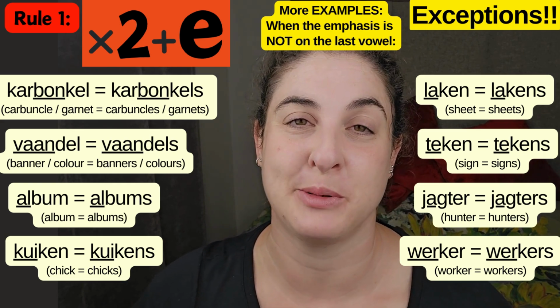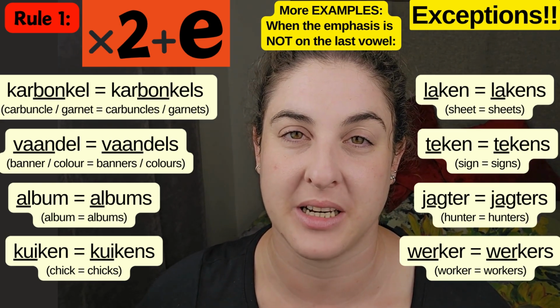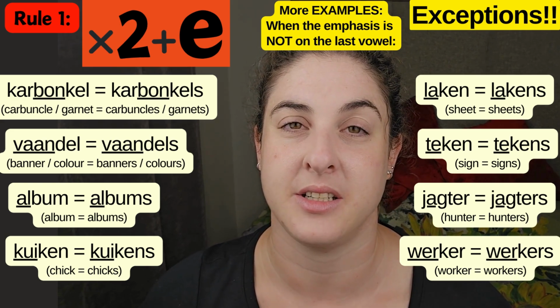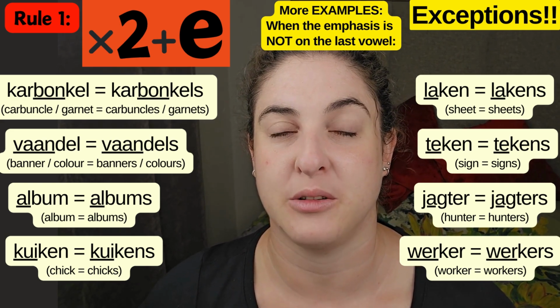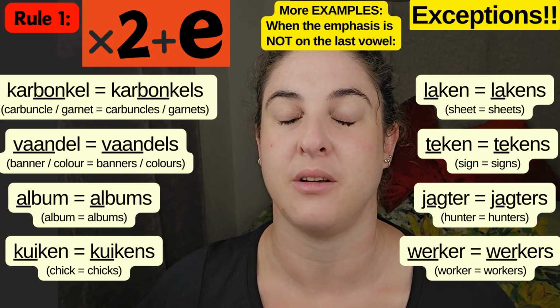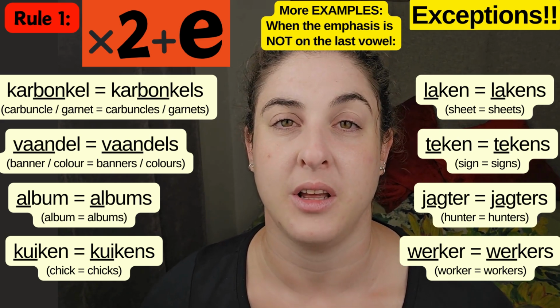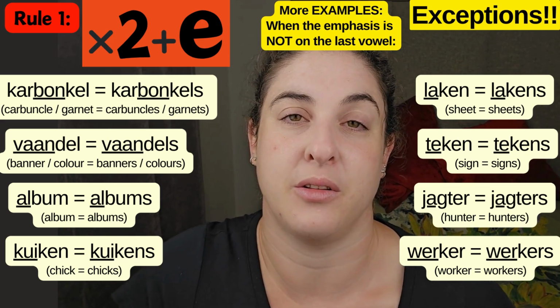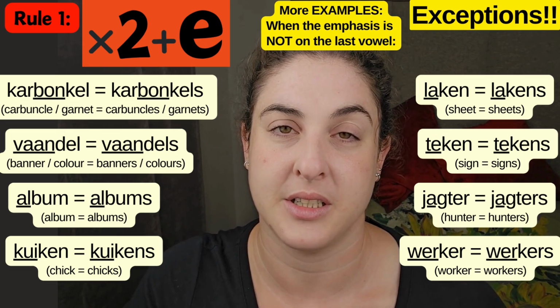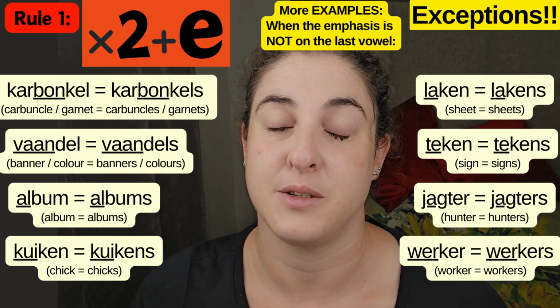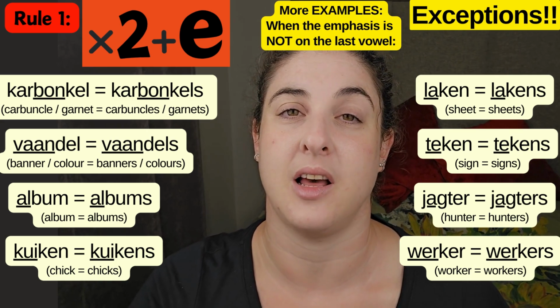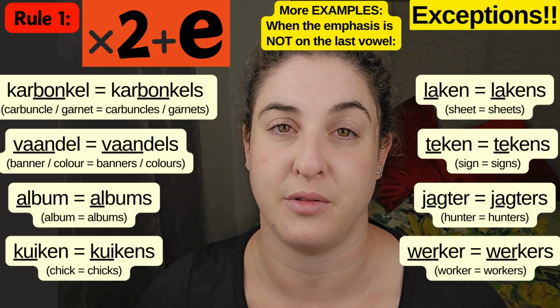Right, so just more examples of the rule I've just spoken about. When these words end in one vowel followed by one consonant, but the emphasis is not on the last syllable or the last vowel, but instead on the first syllable of the word, then it gets an S in its plural form. And I will again elaborate on this in a separate video.